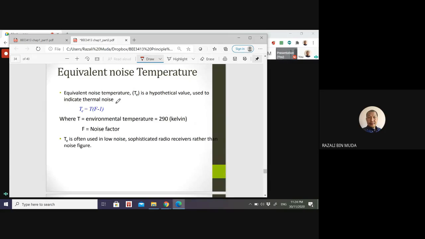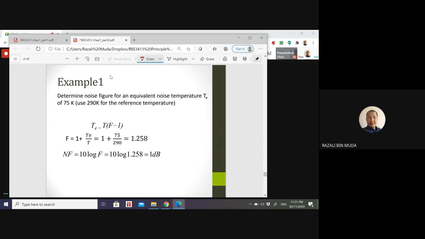Another one is equivalent noise temperature. Equivalent noise temperature TE is a hypothetical value used to indicate thermal noise, where T is the environmental temperature at 290 Kelvin and F is the noise factor. TE is often used in low noise, sophisticated radio receivers rather than noise figure. So instead of noise figure, we can express the noise temperature in terms of TE. Example.